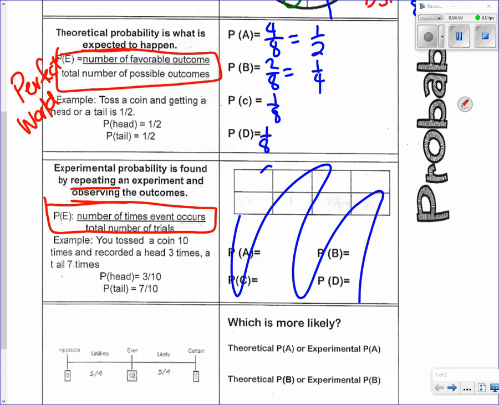So an example, you tossed a coin 10 times and recorded a head 3 times and a tail 7 times. So my probability of a head is 3 out of 10. It physically landed on a head 3 times out of the 10, and then you would always see if you can simplify it. And the tails is 7 times out of the 10, and neither one of those can be simplified.